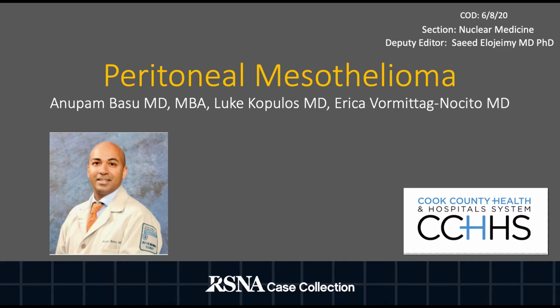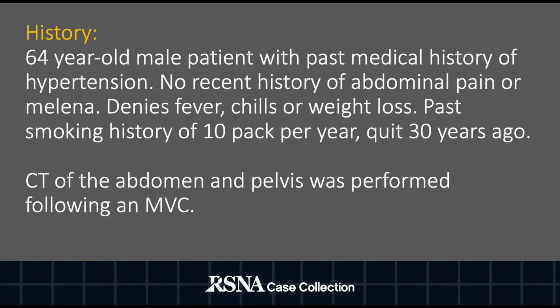I'm going to be presenting and discussing an interesting case of peritoneal mesothelioma. The case revolves around a 64-year-old male patient with past medical history of hypertension, no recent history of abdominal pain or melena. He denied fever, chills, or weight loss, pertinent past smoking history of 10-pack years, quit 30 years ago. He was referred for clinical follow-up following a CT of the abdomen and pelvis, which was performed after a motor vehicle accident.